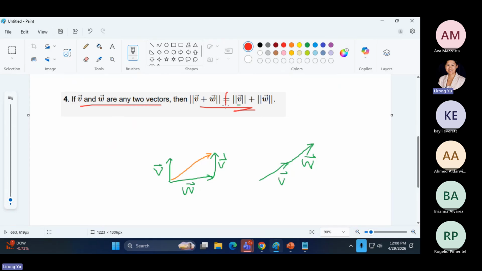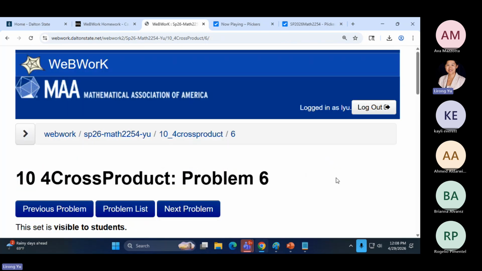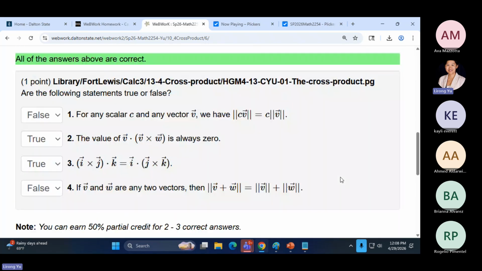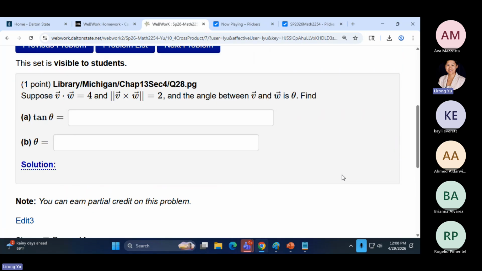So that's not true. It's true for this kind of special situation. We'll answer false on that one. I'm not sure if we're getting the same question for number 6, but sometimes the selection from the question bank is different from student to student. This is our question 6, a conceptual question.